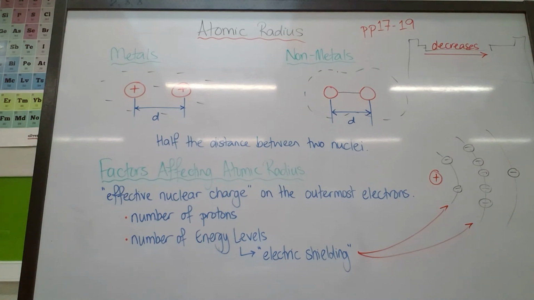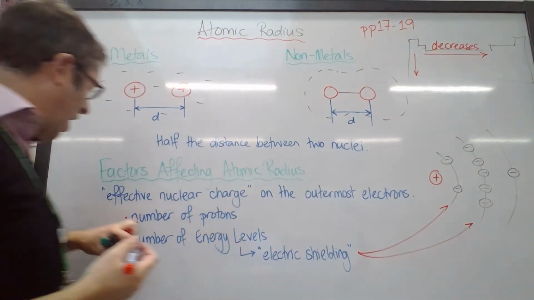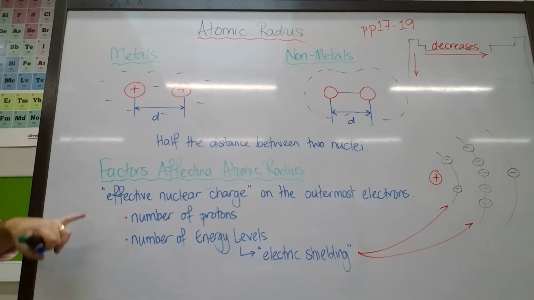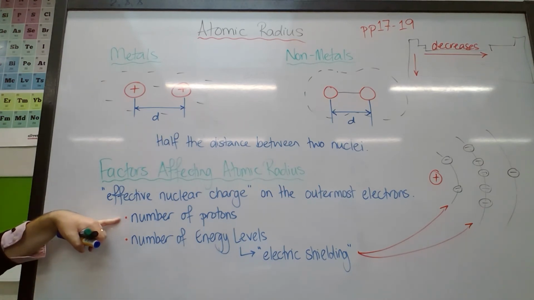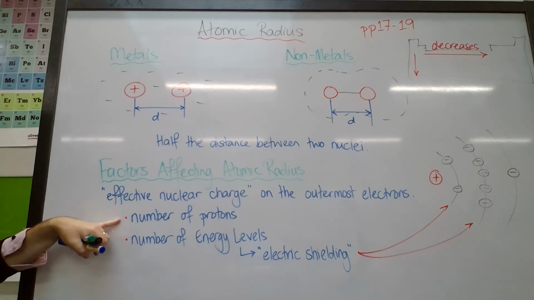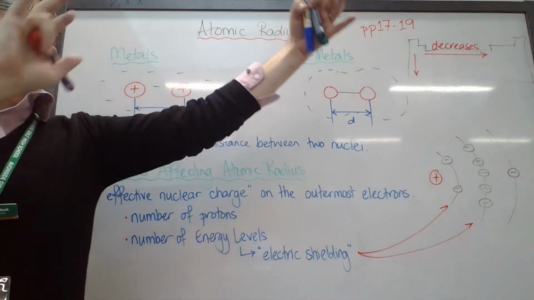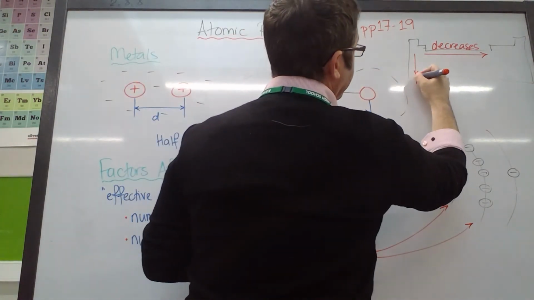But the opposite happens as we go down a group. And this shows you how important each of these two things are relative to each other. You are getting a lot more protons. But because you're adding an energy level each time, the amount of shielding undoes all the good work of adding more protons. So what you end up with is they get a lot bigger, actually, not just a little bit, but a lot bigger as you go down a group.